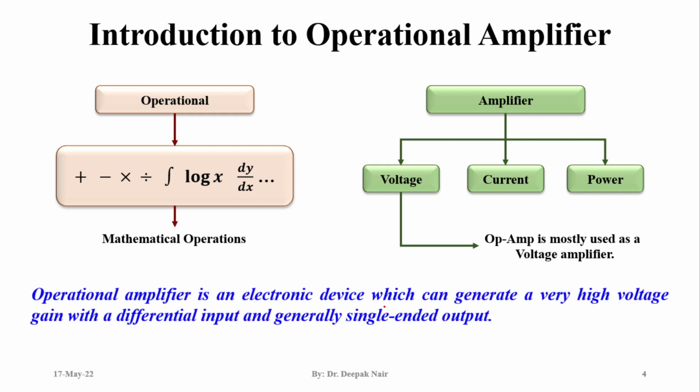So in short, we can say an operational amplifier is an electronic device which can generate very high voltage gain. Keep in mind, very high voltage gain with a differential input. We will come to this term, differential input, and generally a single-ended output. So remember, differential input and single-ended output. Let us go deeper into this term.